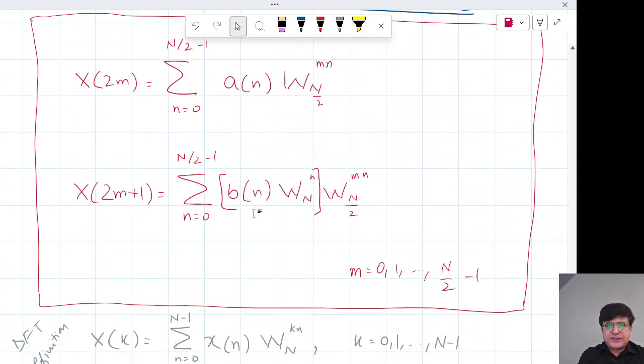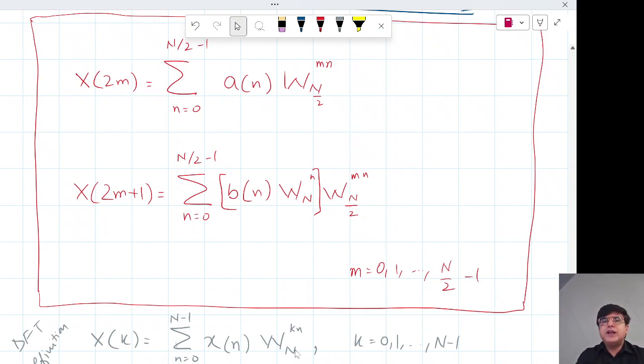Now if you see this one, then this sum is going from 0 till N over 2 minus 1. That is, this sum is going over all the points of the sequence. Here x of n was length capital N, a of n is length capital N over 2. So for that reason, this sum is going from 0 till capital N over 2 minus 1. And then you have this twiddle factor W. Here the base was the number of points N, and here again the base is the number of points, which is now half. So for that reason you have capital N over 2. Here you have mn, here you have kn, n is the same, and m is just indexing the DFT coefficient.